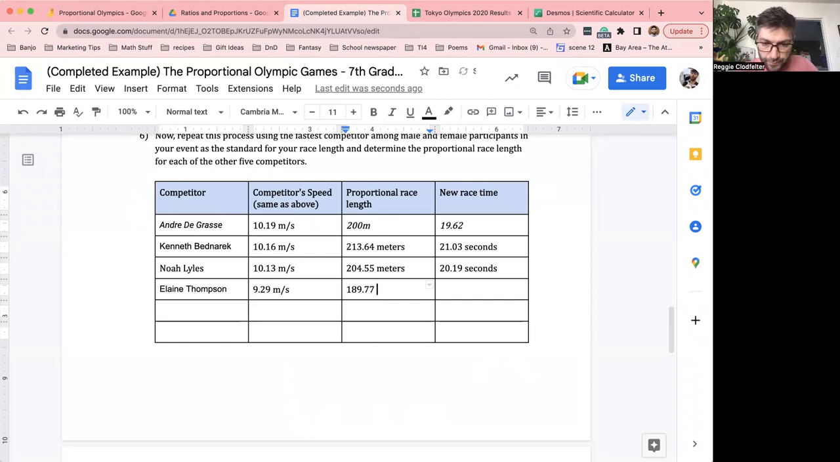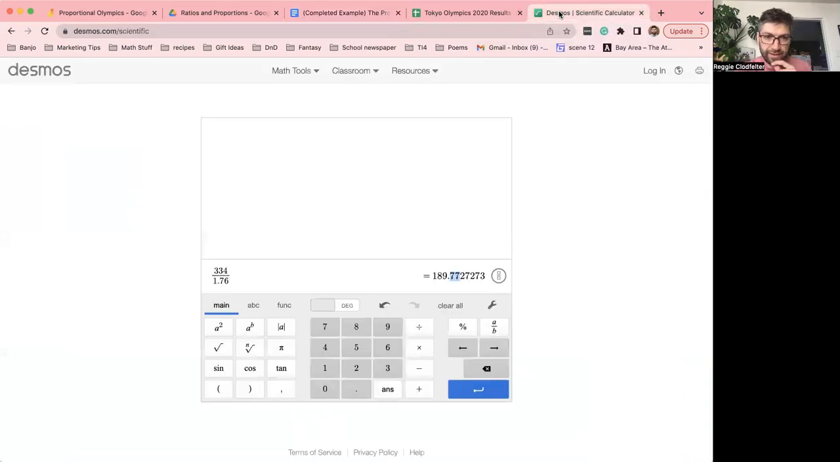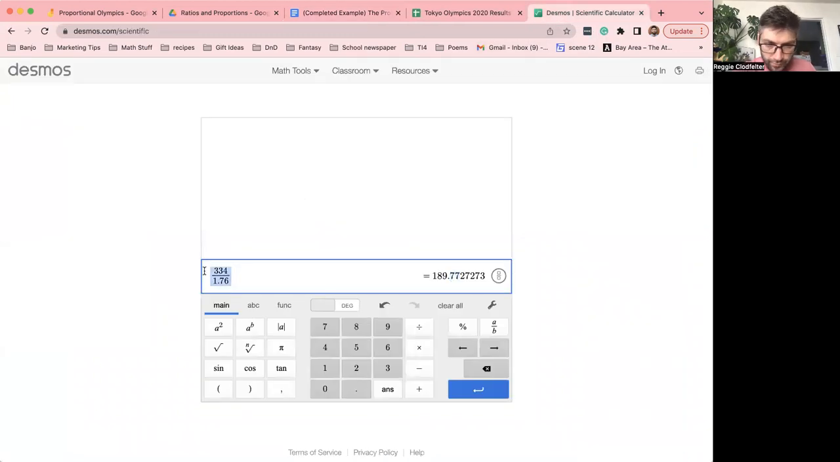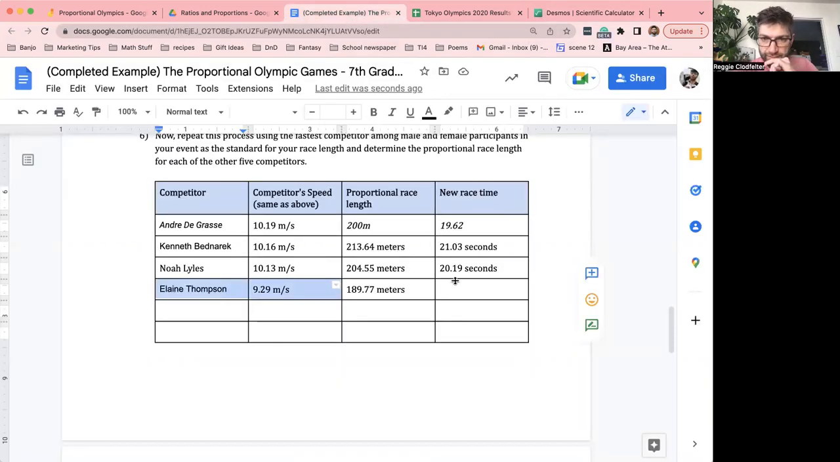So 189.77 meters is my proportional race length for Elaine Thompson. Now to get Elaine Thompson's new race time, I take Elaine Thompson's new race length and divide by Elaine Thompson's speed from question 1. So 189.77 divided by 9.29, and I get 20.43 seconds. So that's Elaine Thompson's new race time.